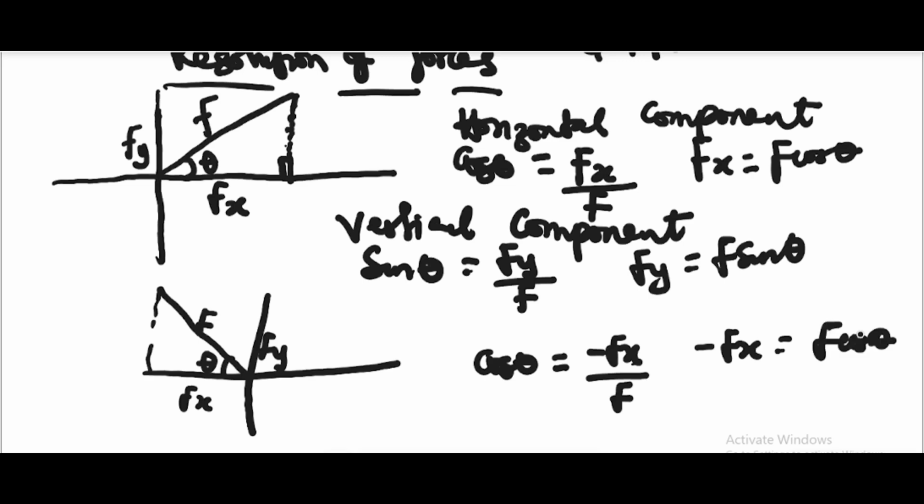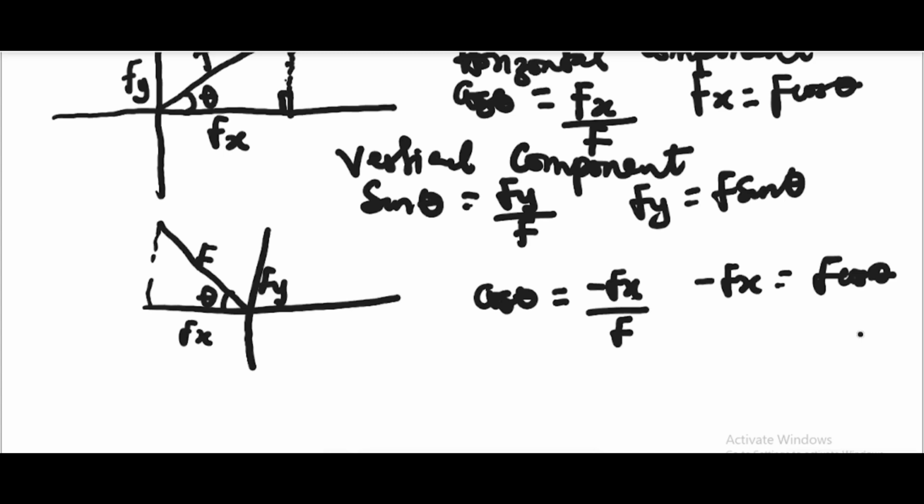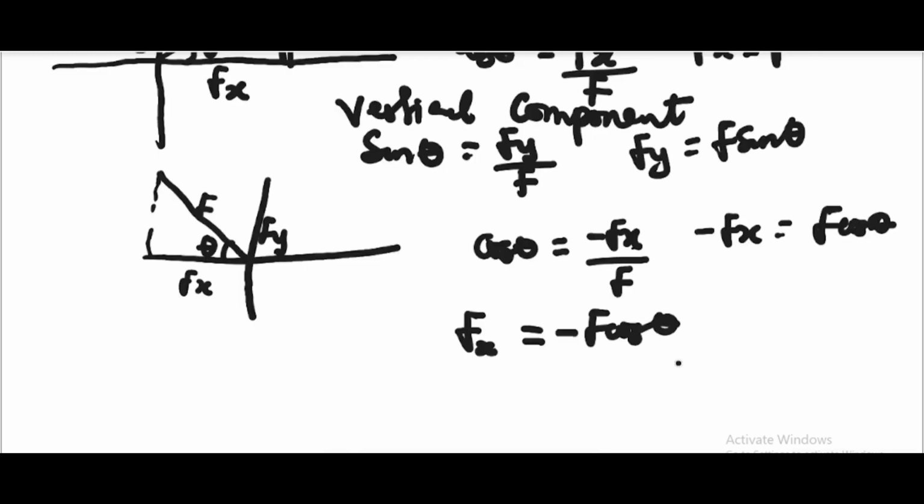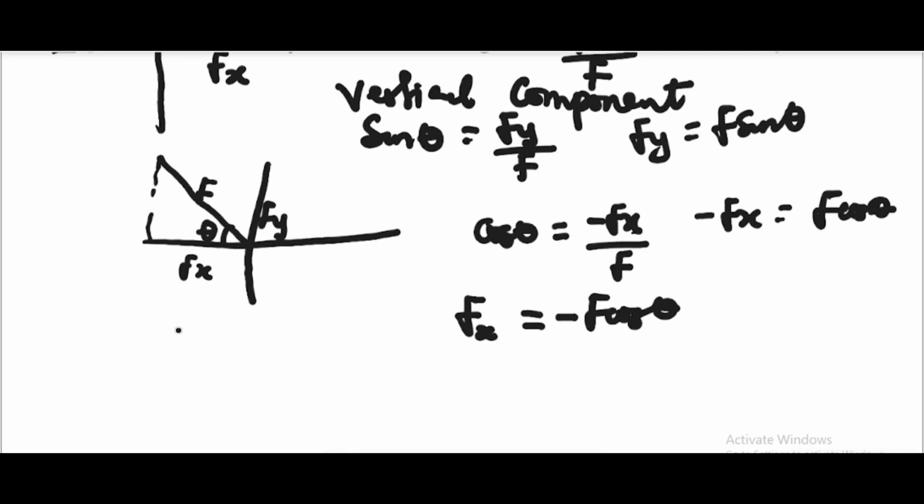So since we are looking for force on the horizontal and not the negative force, what we'll now have is dividing both sides by -1, or multiplying both sides by -1. We'll have Fx equal to minus F cos theta. If you also have it here on the negative y-axis, remember it is still the angle made with the horizontal, so we still have our theta here.